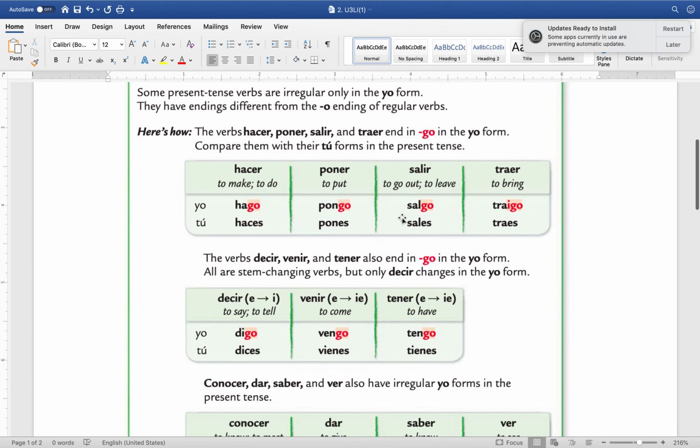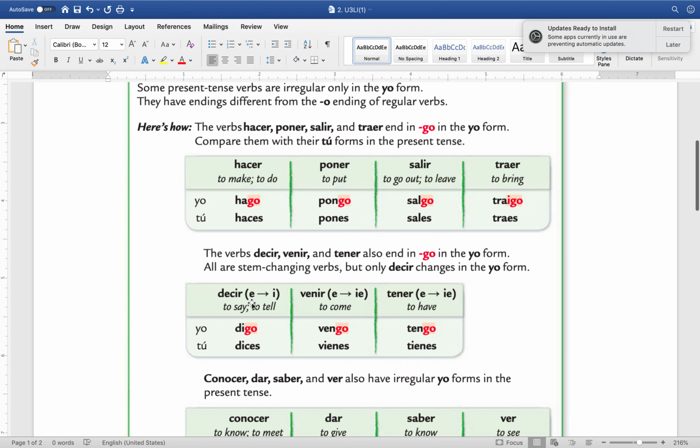Now you have to pay attention to this one right here. Decir, venir, and tener. When you conjugate decir, you have to change the stem, but you don't do it for nosotros, okay? The same thing for venir and tener. When you conjugate venir and tener, you have to change the stem, but you don't do it for nosotros. Also, for venir and tener, you don't do it for yo. Okay, so you don't touch the stem for yo. You don't touch the stem for nosotros.